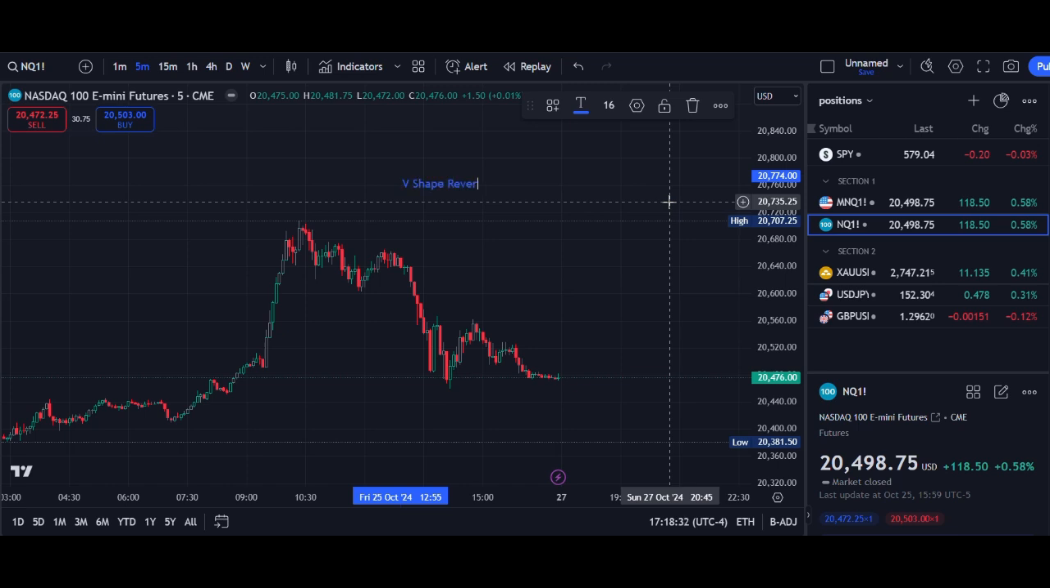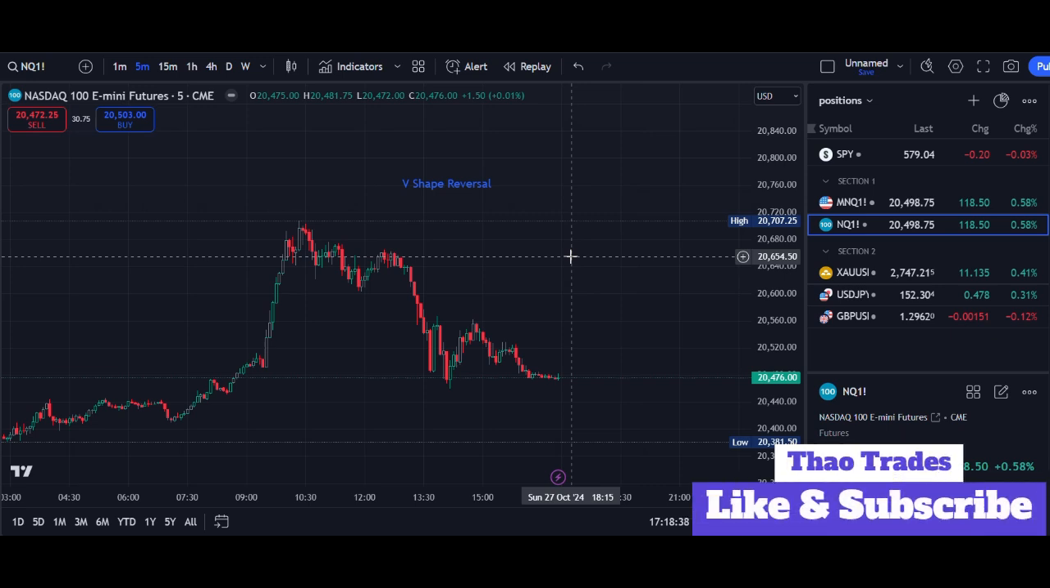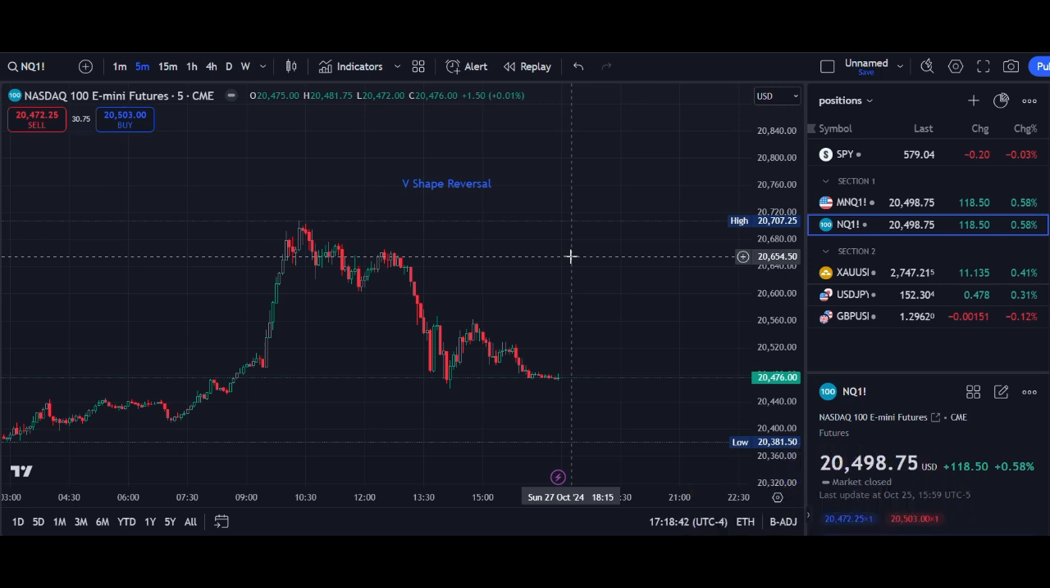V-shape reversal. This is a really good pattern to understand because it happens quite often in the market if you're trading NQ. To be honest, it happens to a lot of different tickers. So this is a really good V-shaped reversal pattern to understand and to remember.